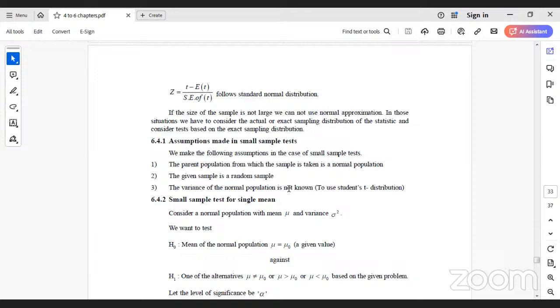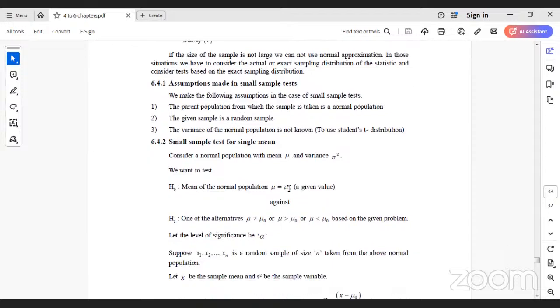The parent population from the sample is taken as a normal population. The given sample is a random sample. The result for the normal population is known as the Student's t distribution. See here, the t-test for a single mean.